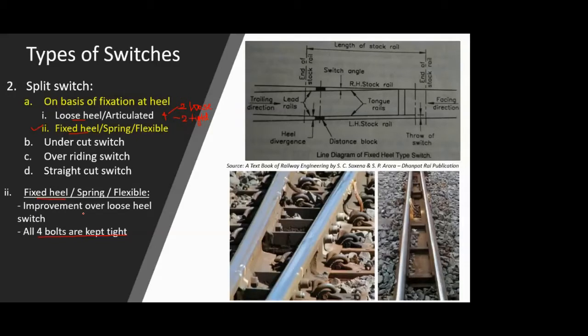So it can move and come back to its original position, but at the same time, it can also maintain its shape. Okay? So the only difference is that these bolts that you see, all the bolts are tight. If you see here, in this case, instead of bolts, they have used a plate section. So all of them are tight. There is no loose bolt as such to allow the movement. Okay, so that's the only difference between your loose heel and fixed heel type of split switch.